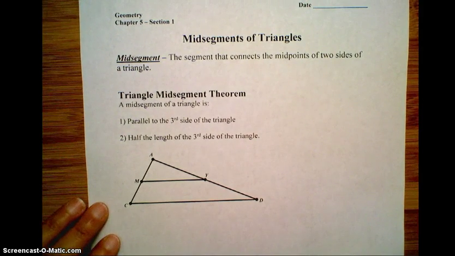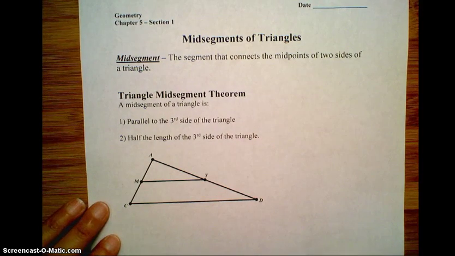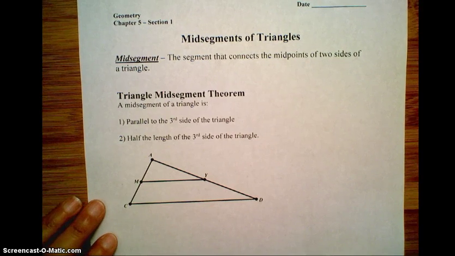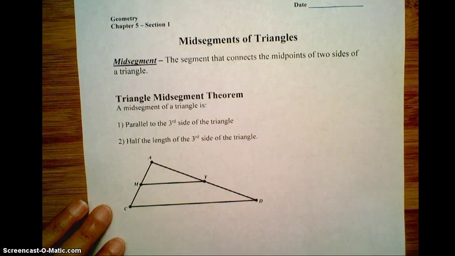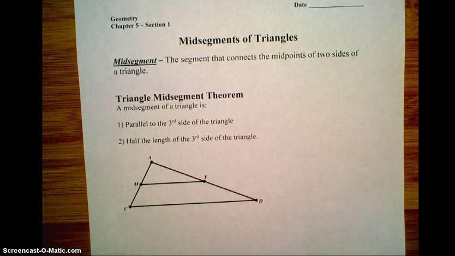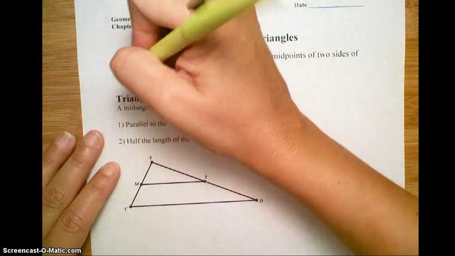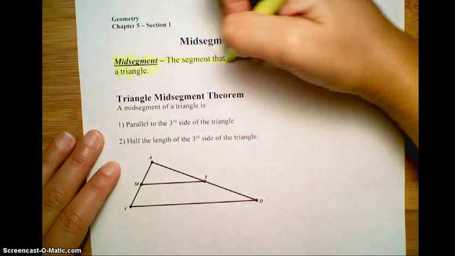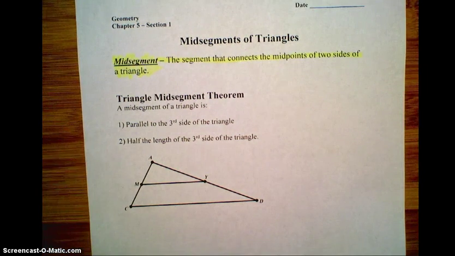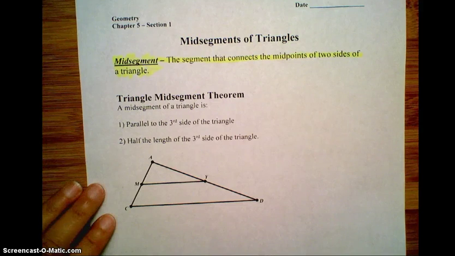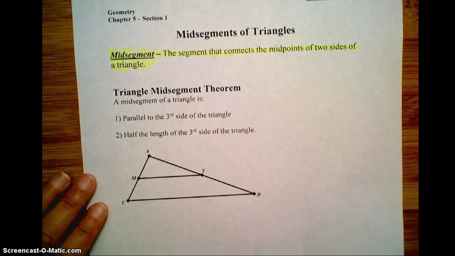Hi, we are looking at Chapter 5, Section 1, Midsegments of Triangles. So, first thing we have at the top is a definition of a midsegment. It's the segment that connects the midpoints of two sides of a triangle. And if you take a look at the picture below, we have the triangle midsegment theorem, and this is going to come in handy.